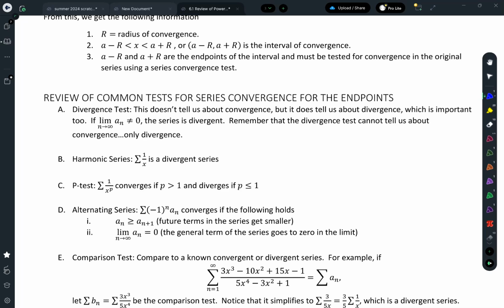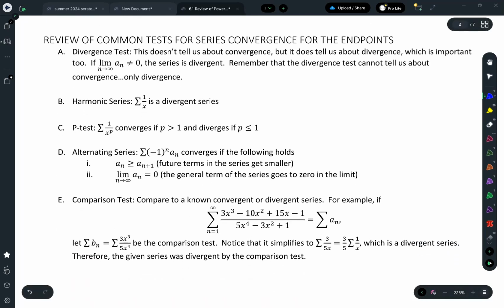The alternating series will come up. That's a sum with an alternator in there, (-1) to the n, times some a sub n. That series converges if the following two things hold. Number one, a sub n is bigger than a sub n plus 1. In other words, future terms in the series get smaller. And number two, the limit of a sub n as n goes to infinity is 0. Those two both have to hold. If the limit is not equal to 0, then that's already telling you divergence by the divergence test.